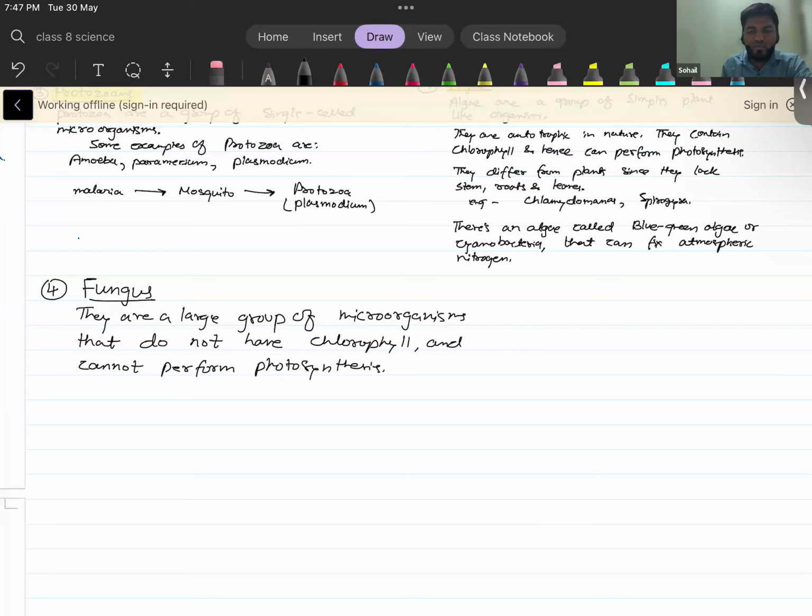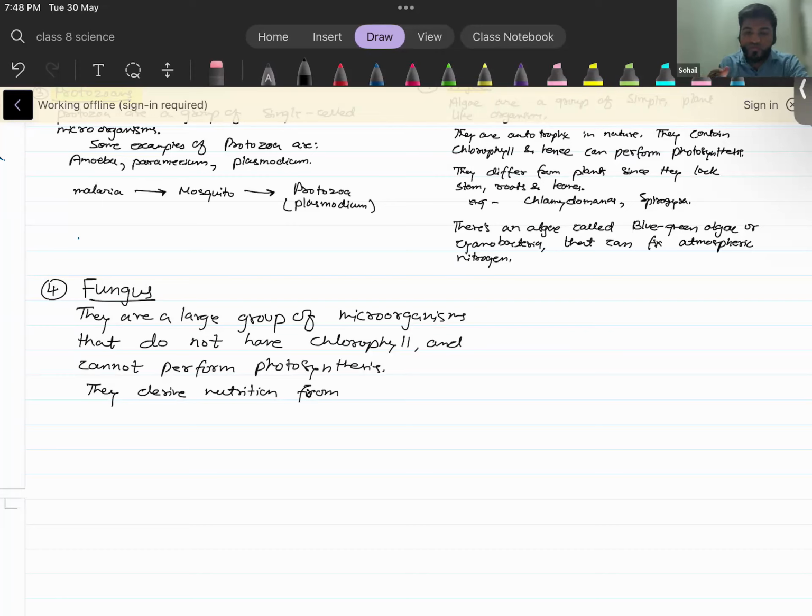And what is their food? The food is bread, or we can say decaying matter. You will see that bread that is healthy and fresh will not easily catch fungus. But if it is left in the open, after 1 or 2 days, you will see fungus growing on that. Why? Because the spores of bread mold are present everywhere in the air.